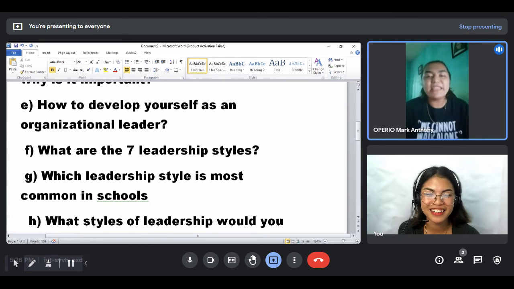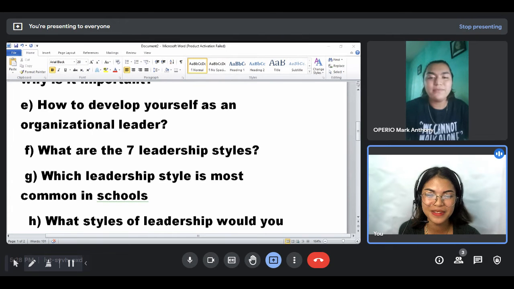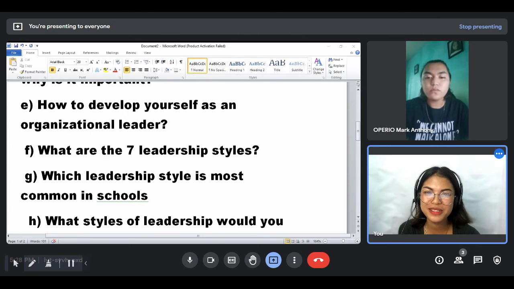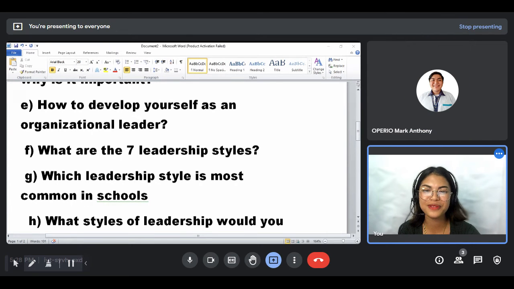What are the seven leadership styles? According to my research, the seven leadership styles, the first one is the autocratic.